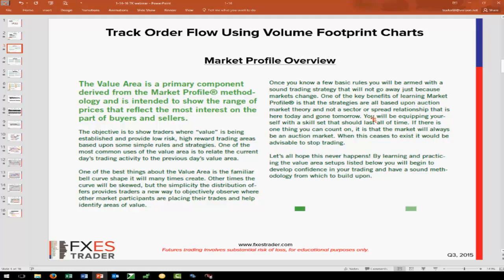As far as learning market profile, there's a number of different ways to do it. You can go through our course as well. We teach it soup to nuts, but it's always good to look at the teachings from a couple of different mentors' perspectives. So really the key thing with market profile is the value area. It's the primary component derived, essentially from a time perspective, of where a particular price is trading. So the objective with value is to establish where trading is taking place. And one of the best things about the value area is it's put into a bell-shaped curve.